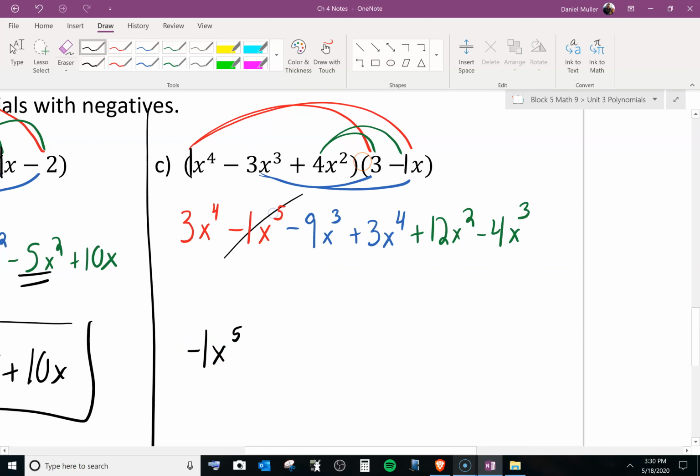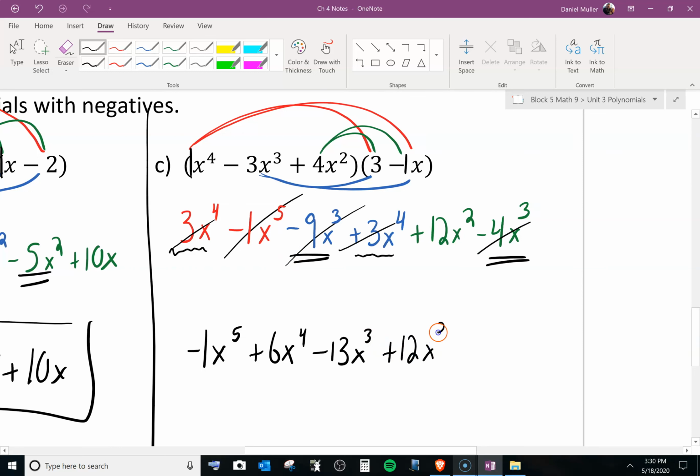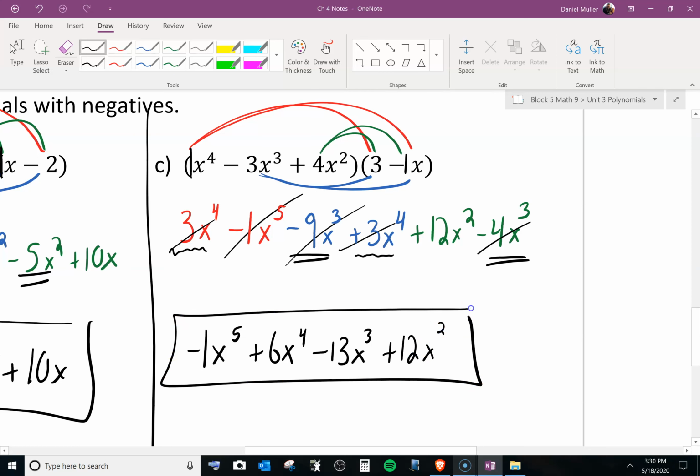There's nothing that's alike. How about my x4s? I've got 3 and 3 for a total of 6 x4s. Now those are gone. And then I've got an x cubed. I've got a negative 9x cubed and a negative 4x cubed for a total of negative 13x cubed. So those are gone. And then a positive 12x squared. So that is my answer there.